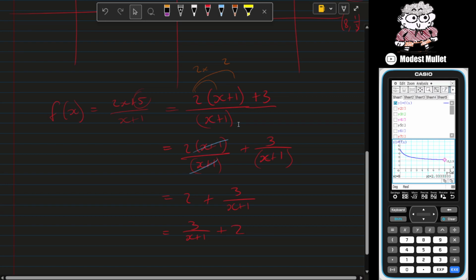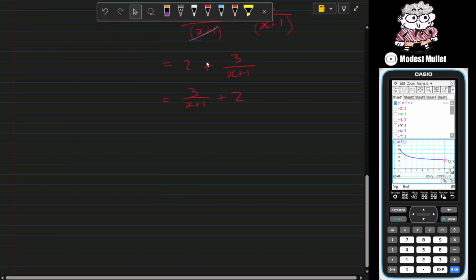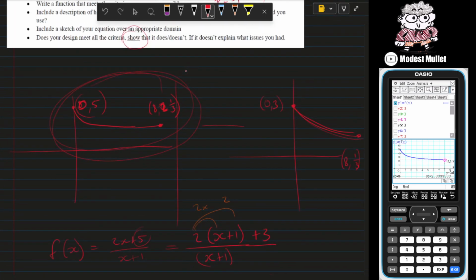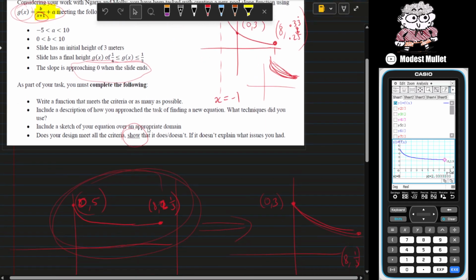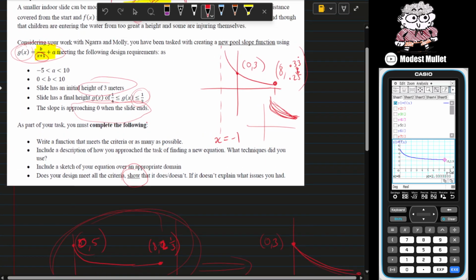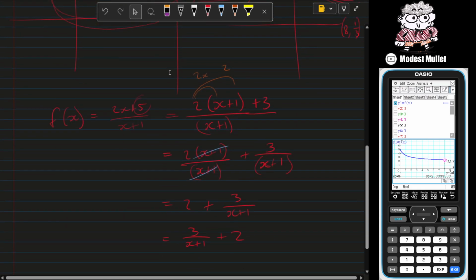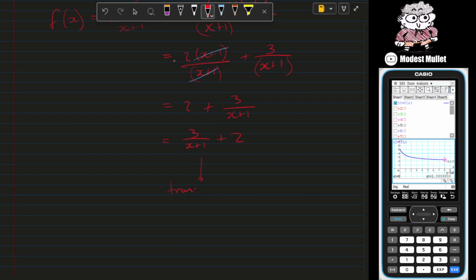Now that's the current original function. That's this one. If I want to turn that into this right-hand one, which does meet the requirements, it starts at an initial height of 3, it's ending at a third, perfectly at a third, which is in the range, and the slope is getting flatter, as we can already see from our picture on the calculator. We're just moving that graph down. I need to translate this down by 2.